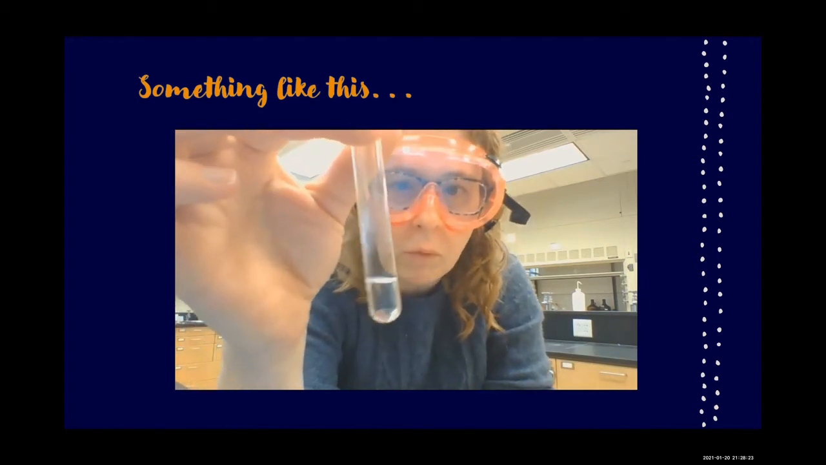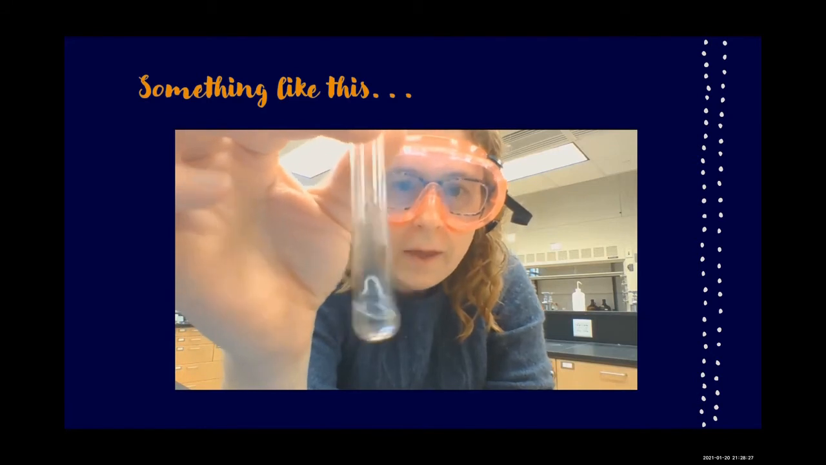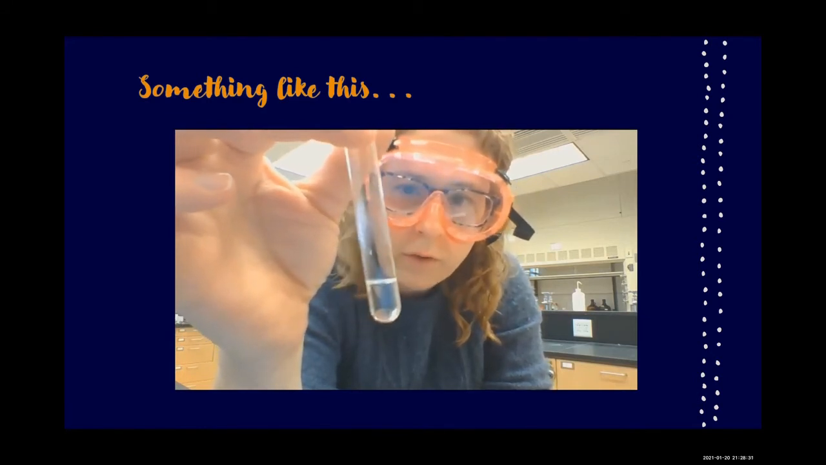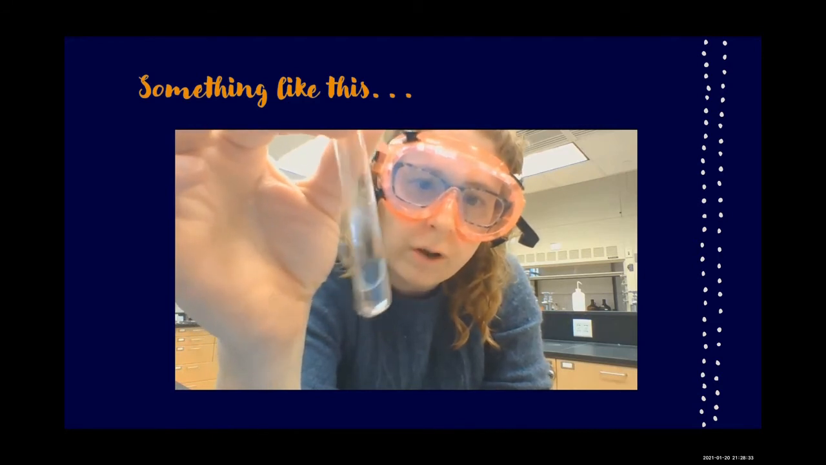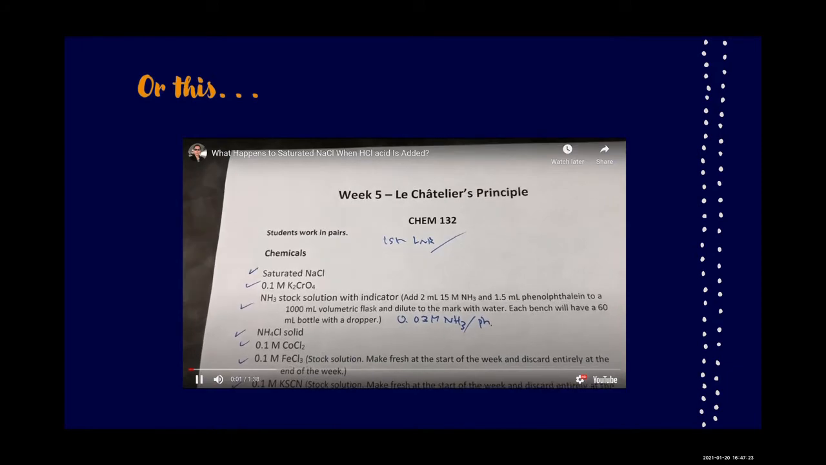So demonstration 1, I took concentrated hydrochloric acid, added it to a sodium chloride solution that already had all the sodium chloride it could hold, and I pushed some sodium chloride back out. I made my solution cloudy. Or this.